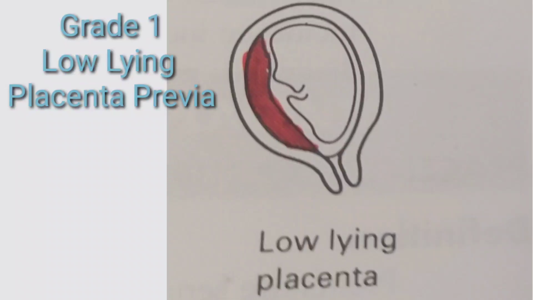It usually changes with the age of the pregnancy, and in the majority of cases we have observed that this low-lying placenta previa goes upward and the chances of placenta previa remain narrow. Therefore you must pay attention to grade 1 or low-lying placenta previa, always mention it in the report, and follow up for the placenta position.